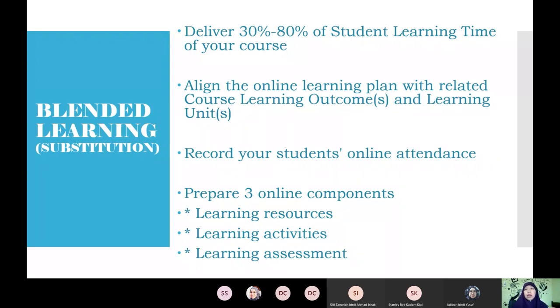When we talk about online learning, we see our students virtually, but somehow it's a formal class. So we have to record our students' online attendance. And when we talk about blended learning substitution, there are three main online components that we have to prepare: the learning resources, learning activities, and learning assessments. We cannot get away from this. I'm sure we are used to this, all the bintang-bintang, the stars that we're looking for when we do our blended learning. So now we have to do it: the learning resources, learning activities, and learning assessment.